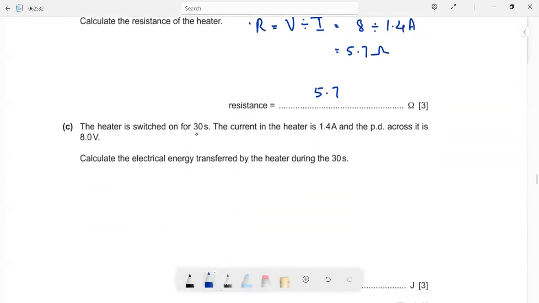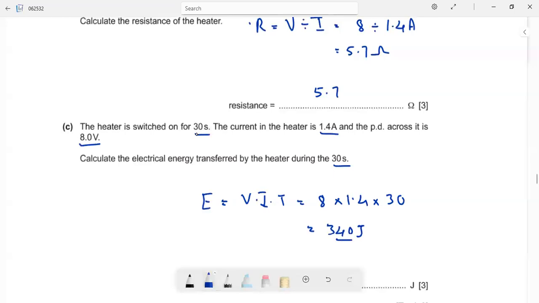Next, the heater is switched on for 30 seconds. The current in the heater is 1.4 amps and the potential difference is 8 volts. So calculate the electrical energy transferred by the heater during 30 seconds. So the electrical energy transferred can be written as V into I into T, that is equal to voltage 8 into current 1.4 amps into time 30 seconds. So we get the answer 340 joules.